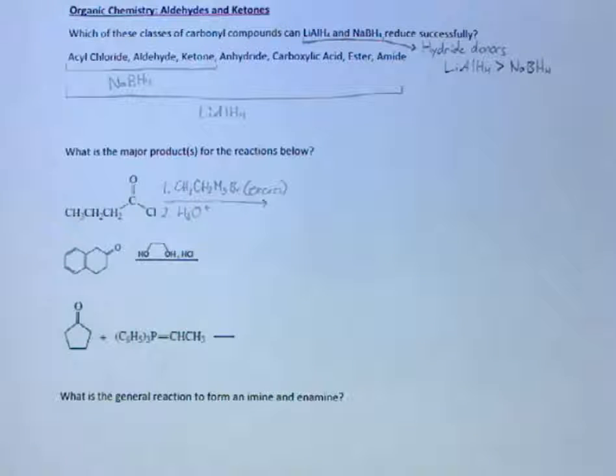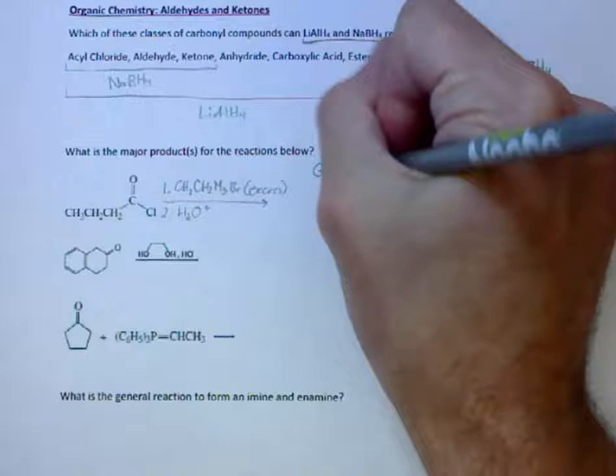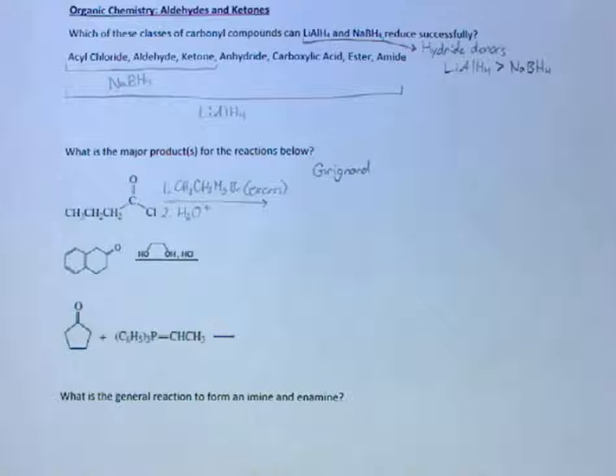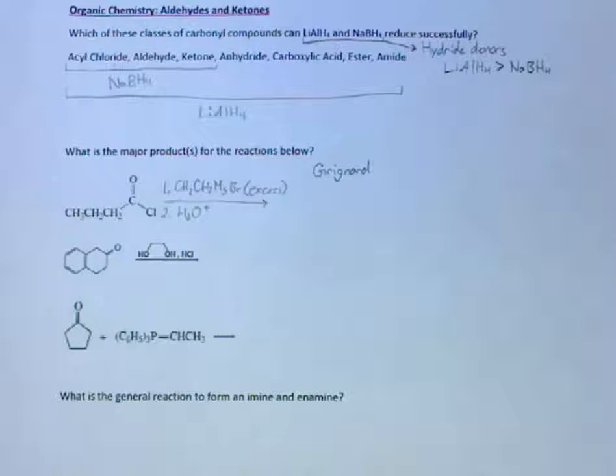For the next question, we have to determine the major products for the reactions below. For the first reaction, this is going to be a Grignard. Remember, the product for a Grignard is going to be an alcohol. If we start with an acyl chloride and we have excess MgBr, we are going to get two successive reactions. That means we are going to form a tertiary alcohol with two of these groups for the product.